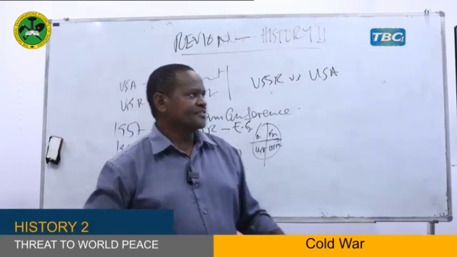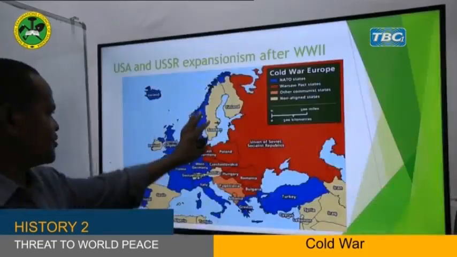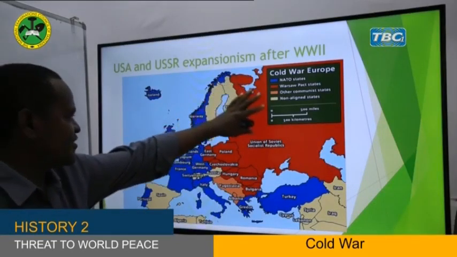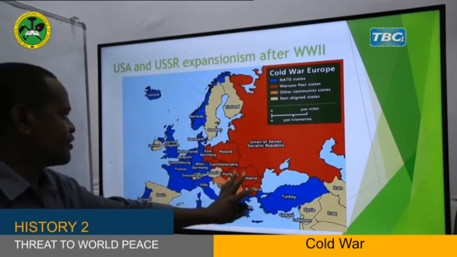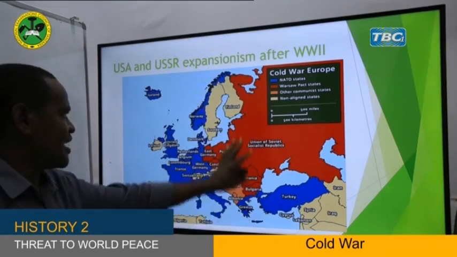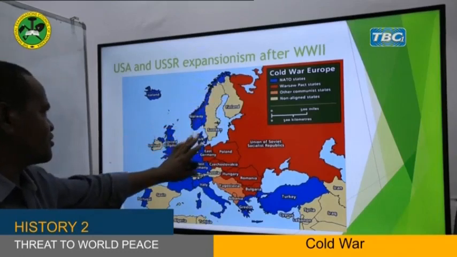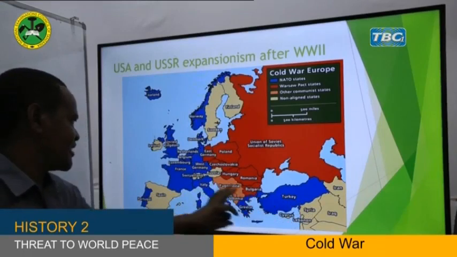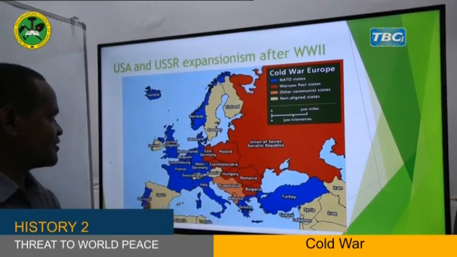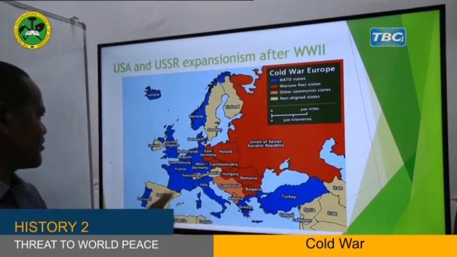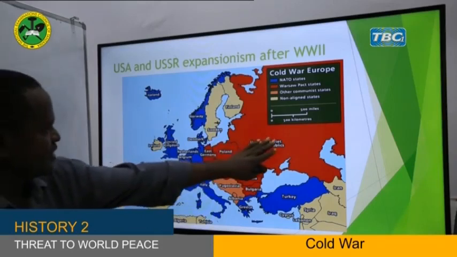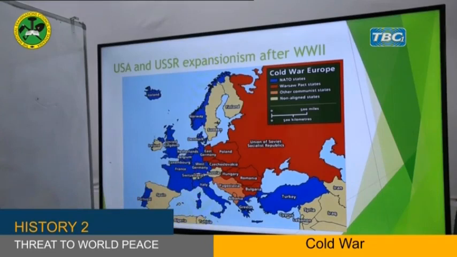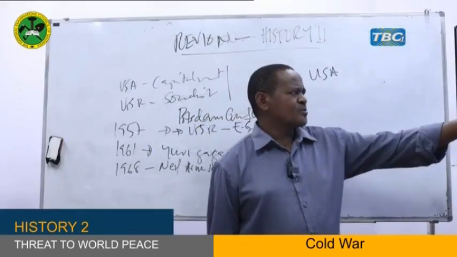My dear students, as you can see, we already saw this map. These are the countries which used to belong to the Warsaw Pact, and these are the countries which used to belong to NATO. And of course, we have some others which were non-aligned countries. Of course, at that time, as you can see, there were few in Europe, but there were countries which neither belonged to the East nor to the West. And those countries were called the non-aligned movement. But you can see the way Europe was divided.